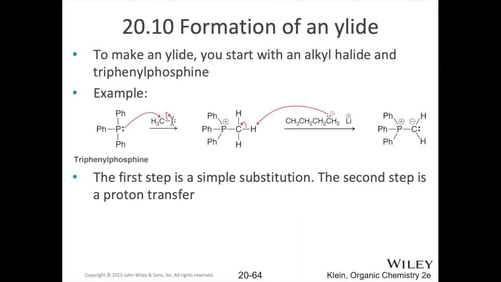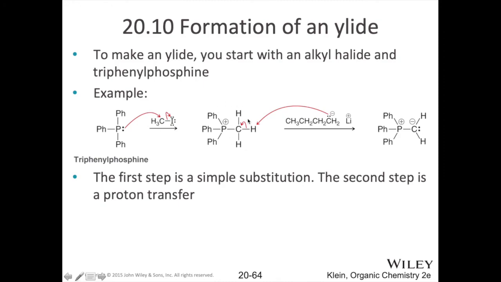All right, so in order to control the type of alkene you make, let's talk about how we make that ylide to begin with. To make an ylide, you start off with triphenylphosphine, and this is going to be a nucleophile. You can do a nucleophilic substitution with an alkyl halide. You just have that come in, do an SN2 mechanism, kick off that halide, and you make this corresponding molecule.